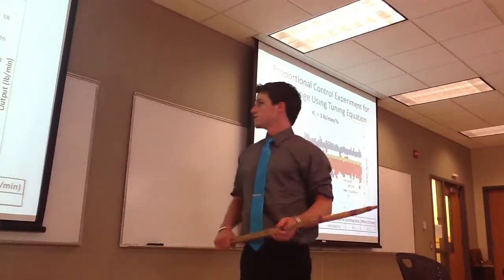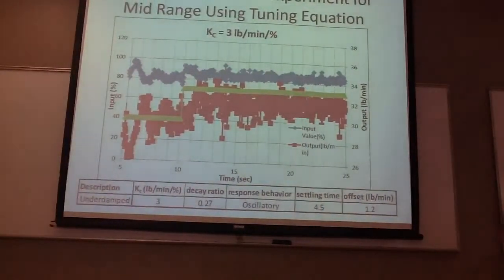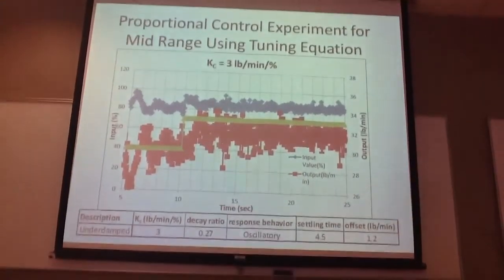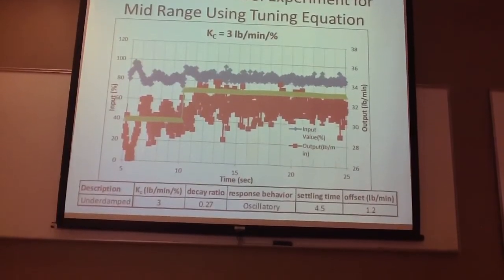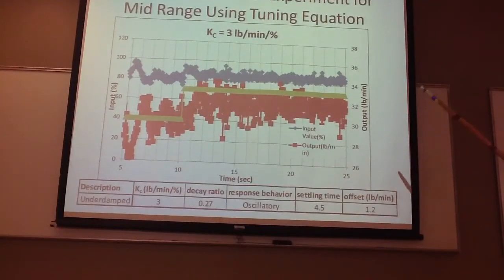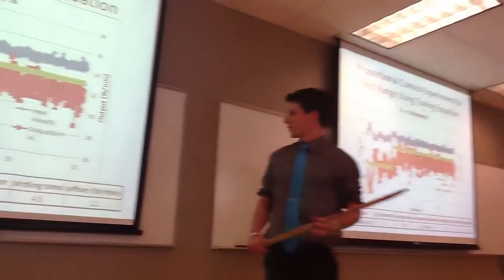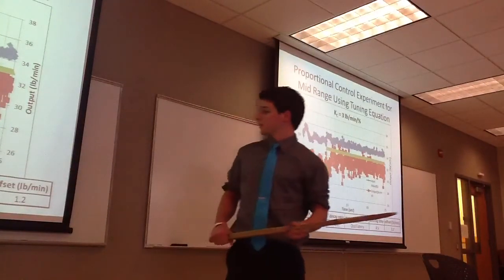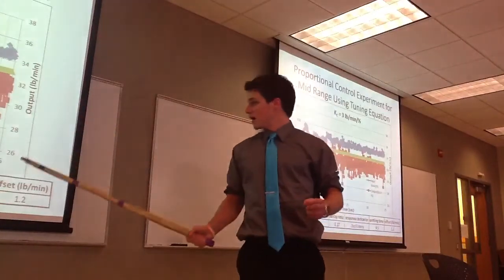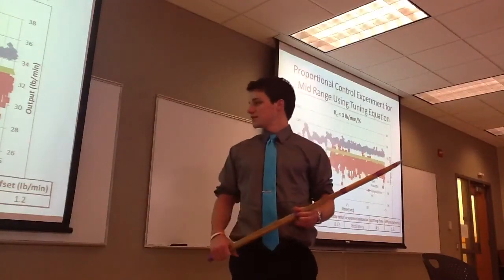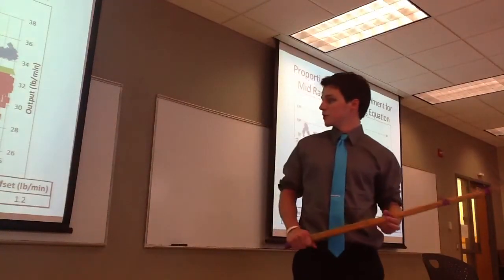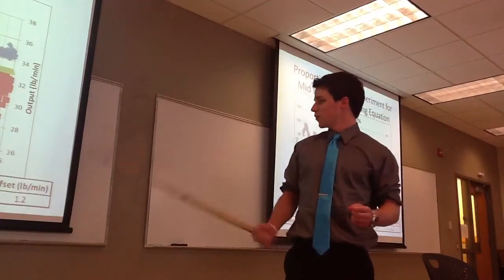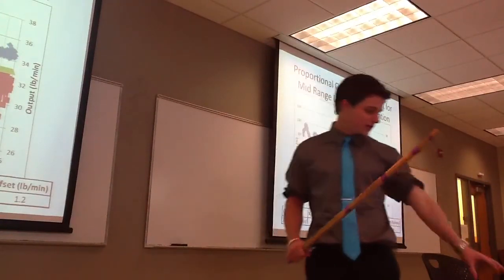This KC was using the tuning equation, which said the KC for quarter decay was 1/2 of the ultimate KC, which our ultimate KC was 6 from the first plot. And it had a decay ratio of 0.27, which is close to a quarter decay, and a settling time of 4.5 and an offset of 1.2.